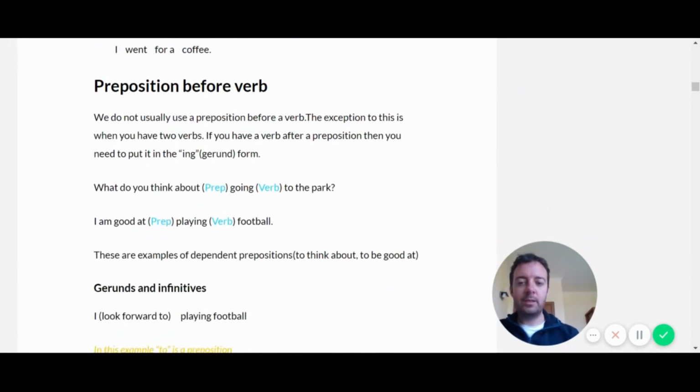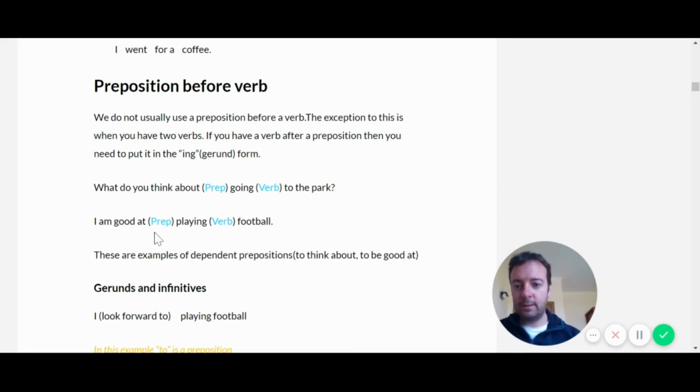Okay, so preposition before a verb. We don't usually use prepositions before verbs, okay? It usually comes verb, preposition, noun. So this is the only time that you can use it, when you have two verbs. So, what do you think about going to the park? Okay, when you have two verbs.